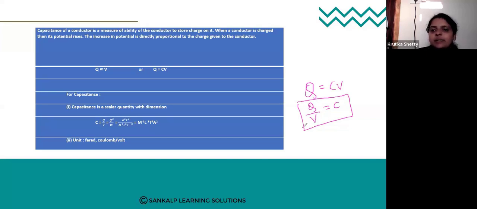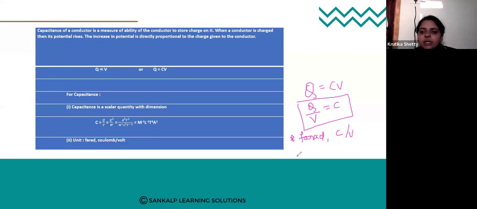Okay. So remember the points regarding the capacitor, the formula. We saw the definition: what is capacitance, what is capacitor, and the expression, C is equal to Q by V. The next point is unit. The unit of the capacitor is farad. Or we can also write it as coulomb per volt.